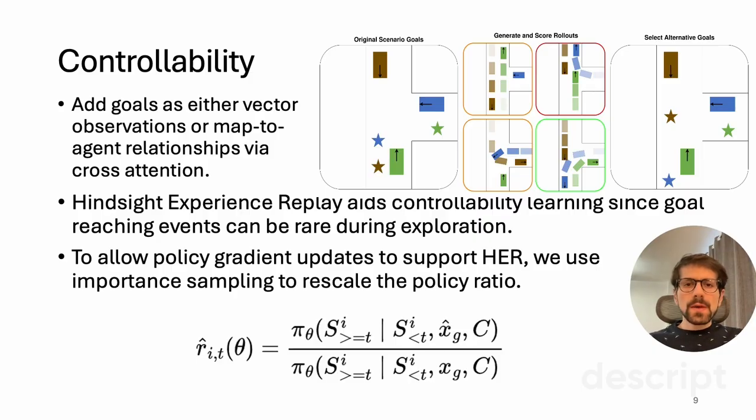To do so, we explore two goal observation methods: vector extension via concatenation and goal indication via map-to-agent cross attention. These are specific to the SMART model architecture. Because reaching the goal is rare during reinforcement learning exploration, we use hindsight experience replay to pair trajectories with previous terminal states. We then apply importance sampling to support these off-policy samples during policy gradient update steps.